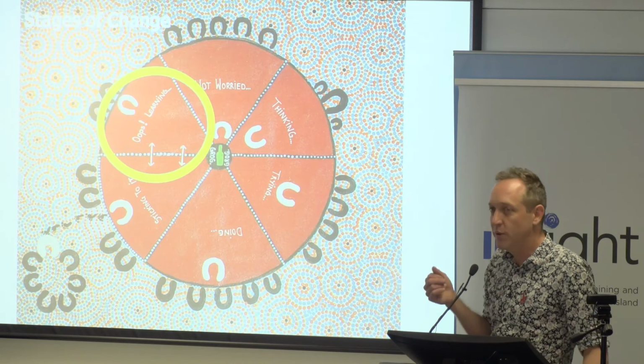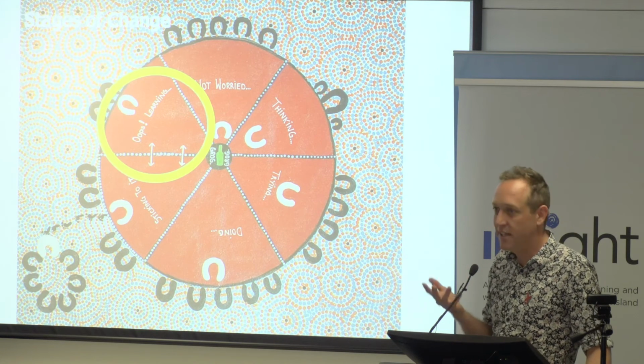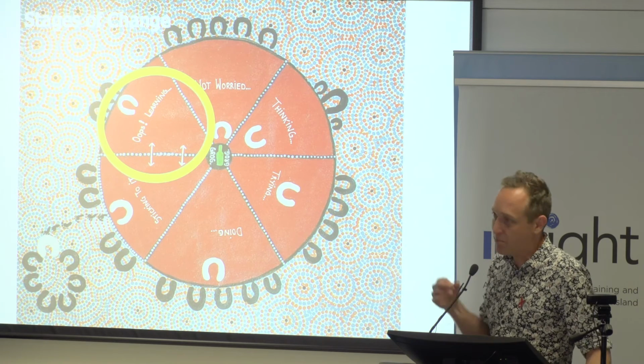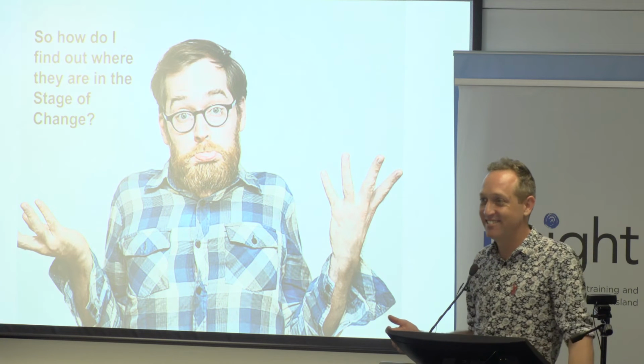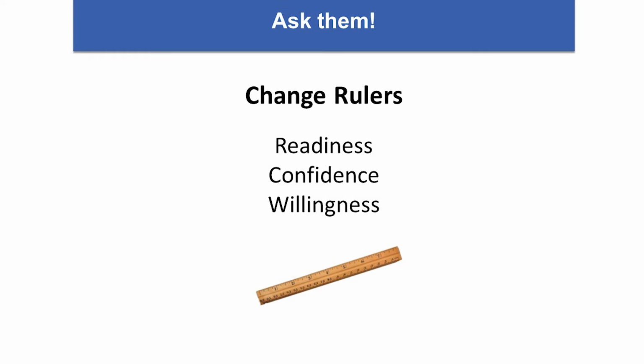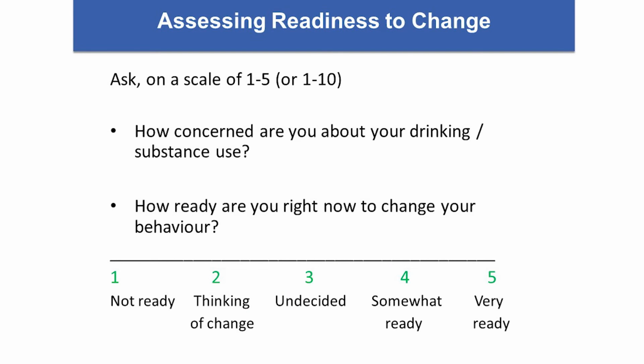So brief motivational interviewing essentially goes: find out where someone is in the stages of change and match your intervention to that particular stage. How do we find out where someone is in a stage of change? We ask them. Yes, we ask them. There are a number of ways you can do that, and you'd all be familiar with this, I'm sure. Change rulers are a really good one. You could go, on a scale of 1 to 5 or 1 to 10, how worried are you about your substance use, or how concerned are you about your drinking? And how ready are you to change your behaviour right now? That score alone will give you an indication if they're at pre-contemplation, contemplation, or more in a planning stage.